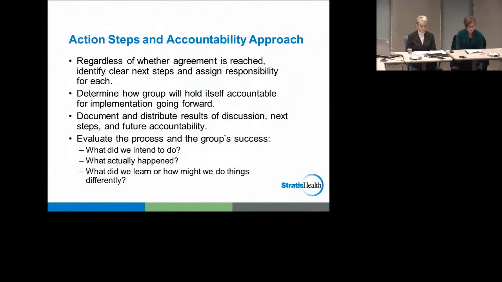The fourth of the process areas is the action steps and accountability. This occurs after the meeting is done and you prepare for the next steps. So regardless of whether agreement or a decision is reached, it's really important to identify clearly what the next steps are and to be sure that responsibility is assigned for each of those steps. For the group to know how it is holding itself accountable for the implementation of whatever the actions are.